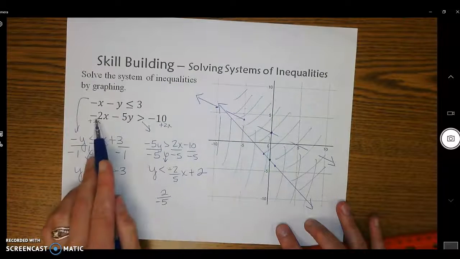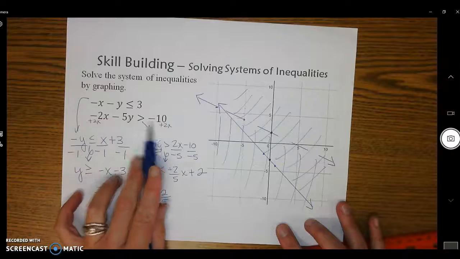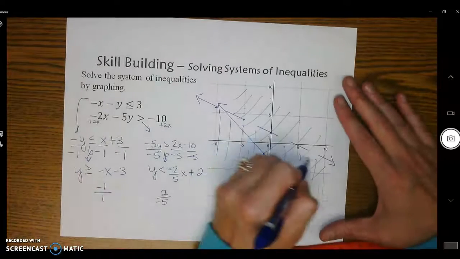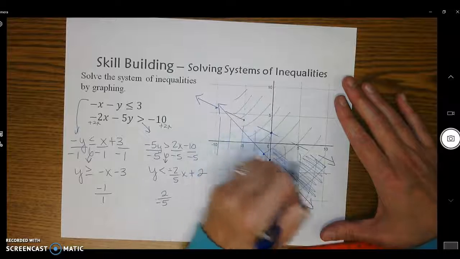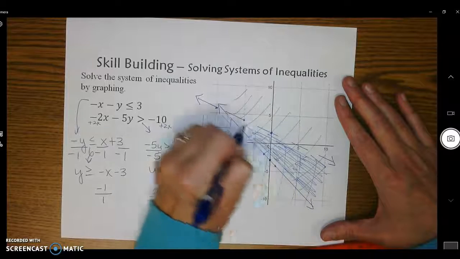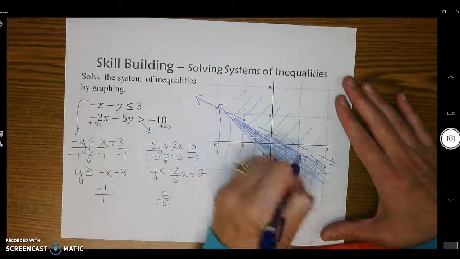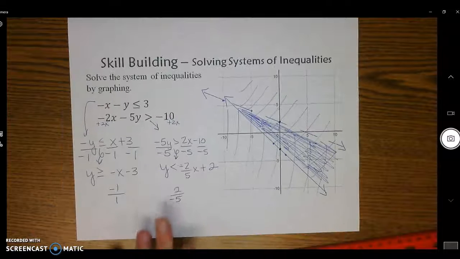Testing 0, 0. 0 minus 0 is 0. Is 0 greater than a negative number? Yes, it is. So my final shade is where I had double line the area here. So it's going to be right in here. And that is how you solve systems of inequalities.